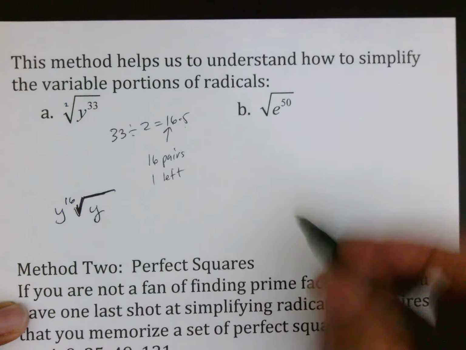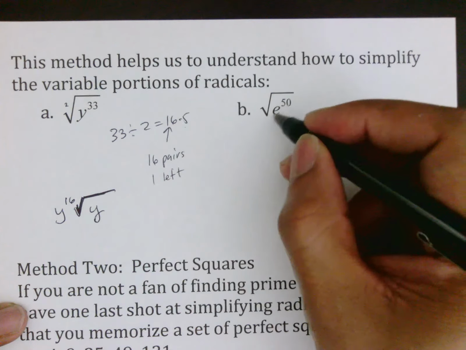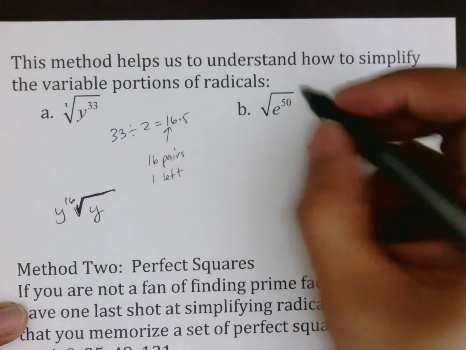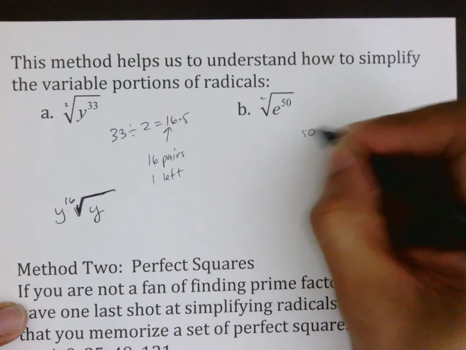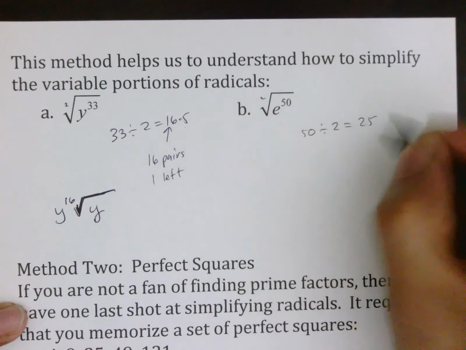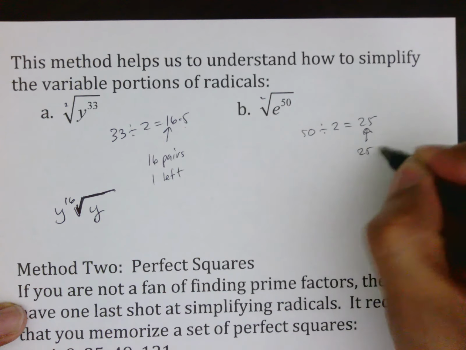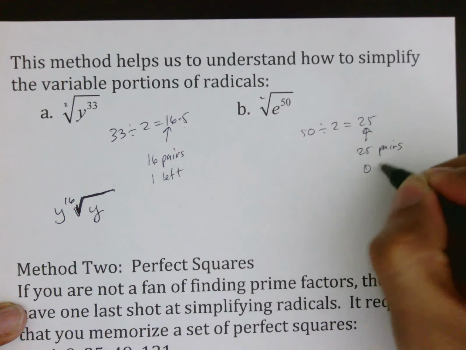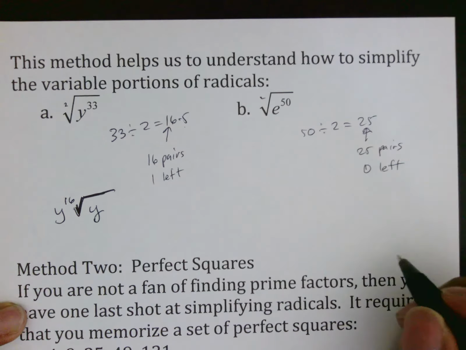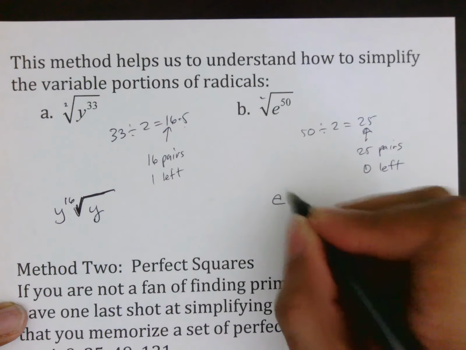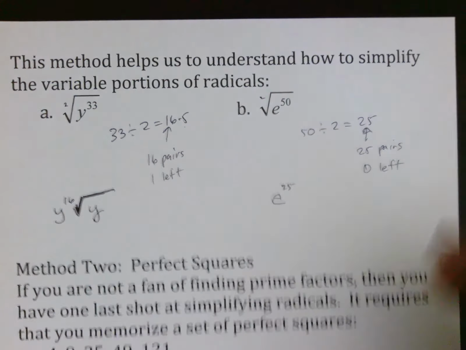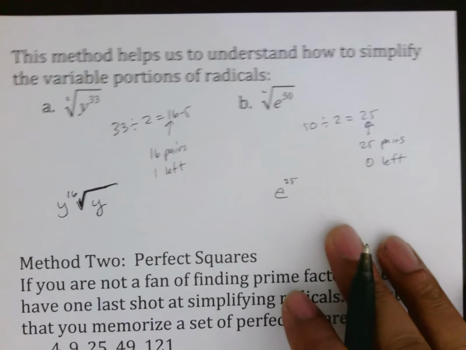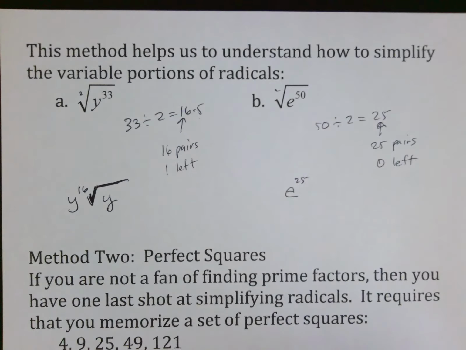E to the 50th, again, if you're looking at variables, this is 50 e's in there, and you know you're pulling them out in pairs of 2, so what you do in your brain is 50 divided by 2 is 25, and what that means is that you have 25 pairs, and since there's no 0.5, it means 0 left, because they all come out in sets of 2, so this would just be e to the 25th. Again, you only leave the root if something is left on the inside. So that is how you do it using prime factorization.